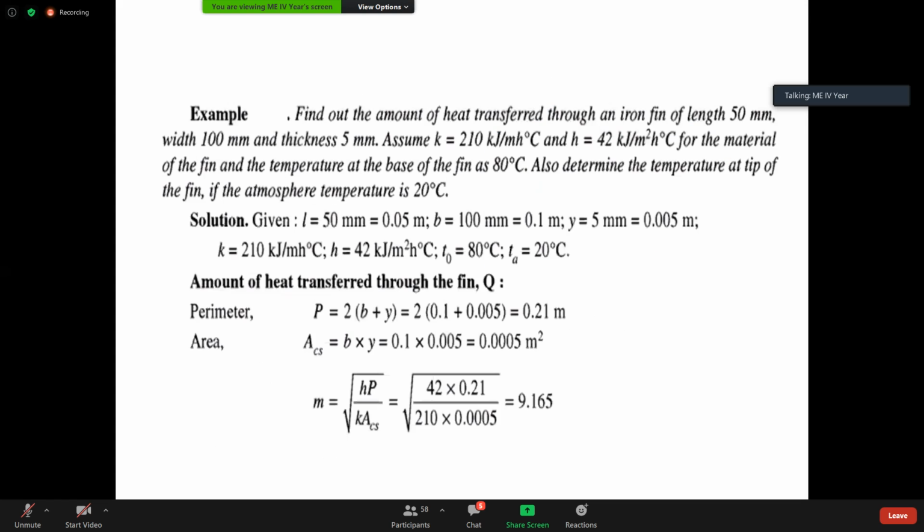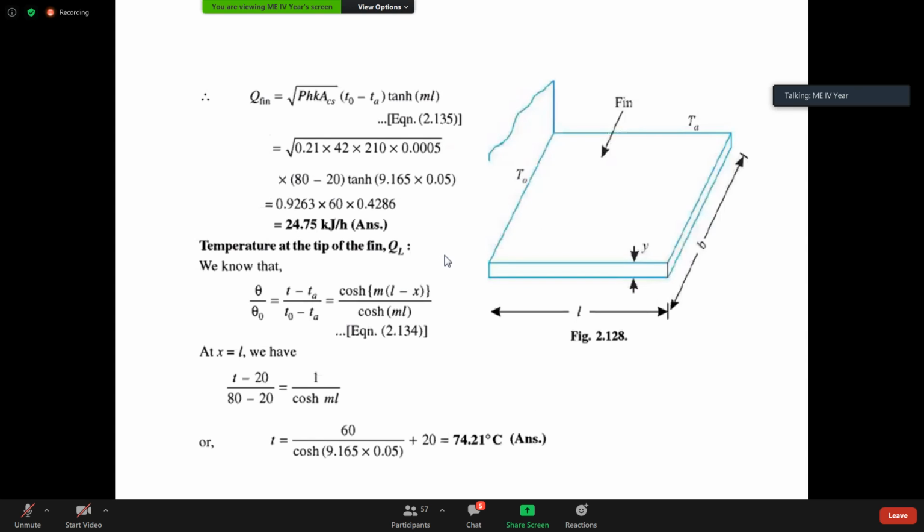Assume this as a short fin. He has not given it, but it is actually a short fin. I did not put that here. Short fin with the end insulated, that condition I did not put here. Don't worry. Right? If it is given that the end is insulated, then we have to use this equation, Q fin.